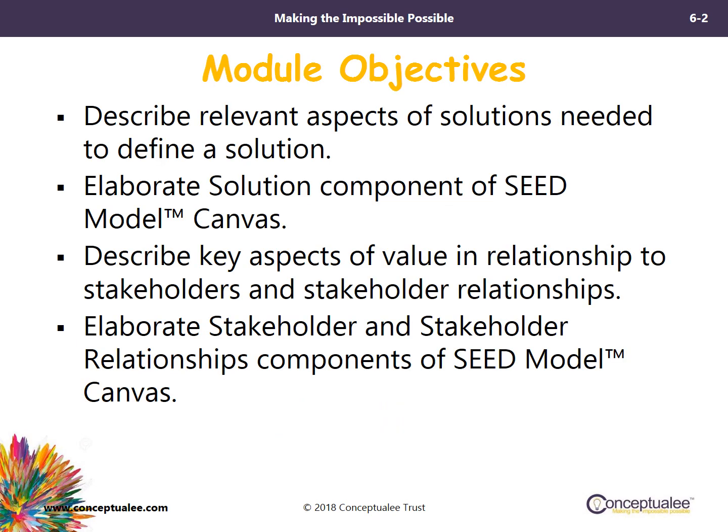Now, in terms of our module objectives, we'll first have you learn about solutions, a combination of products or services. Next, we will continue elaborating the case study business model in an activity focused on the solutions component. Then we'll discuss key aspects of value in conjunction with stakeholders and stakeholder relationships. And then finally, you will elaborate the stakeholder and stakeholder relationships component of the seed model canvas.